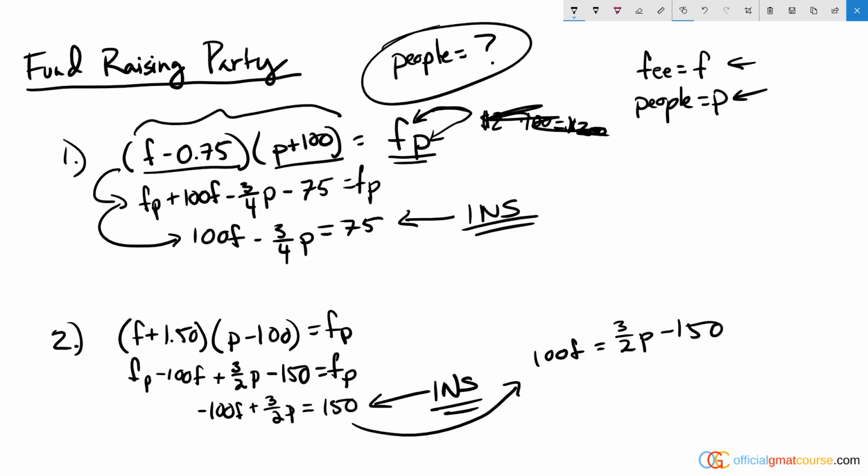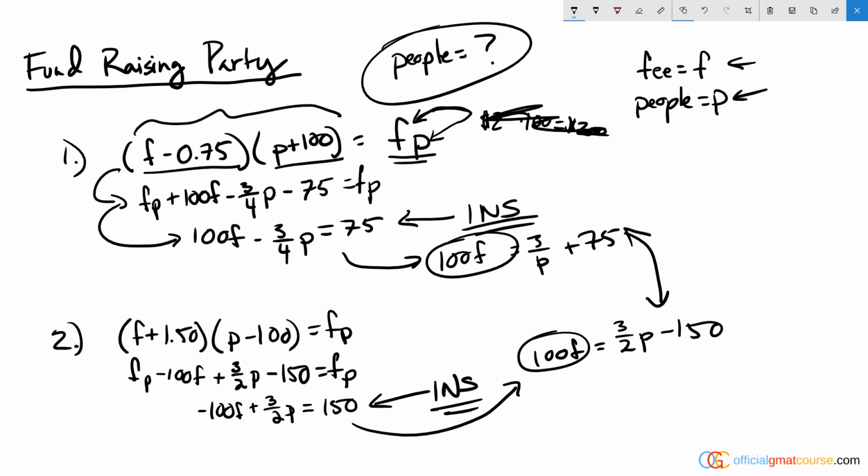So I've just reorganized that, and you can work through that by adding 100F to both sides, then subtracting 150 from both sides. And I know that this equation, if I just add 3/4 P to both sides, gives me 100F equals 3/4 P plus 75. Well, if this equals 100F and this equals 100F, then these two sides must be equivalent, which means 3/4 P plus 75 equals 3/2 P minus 150.